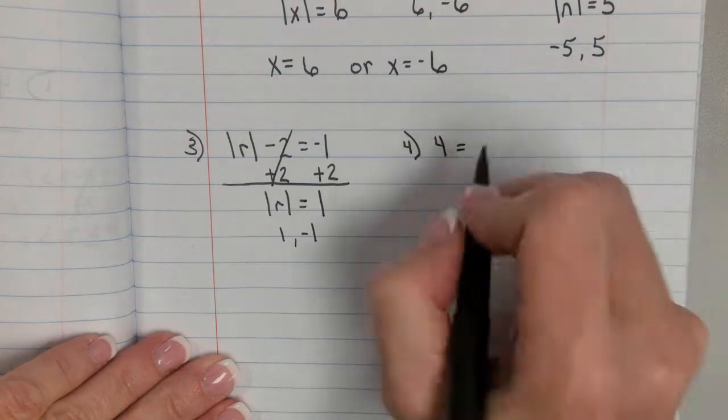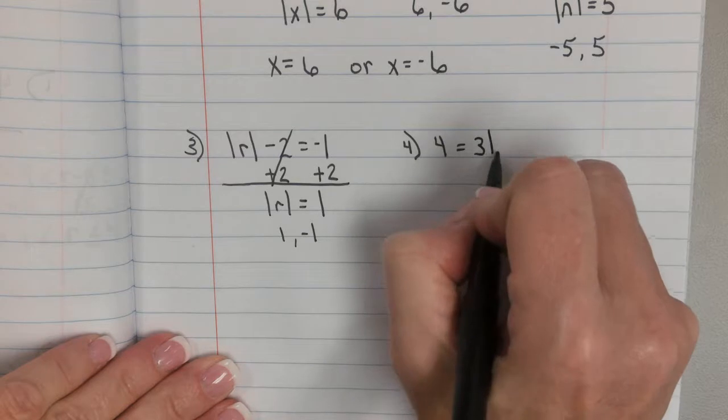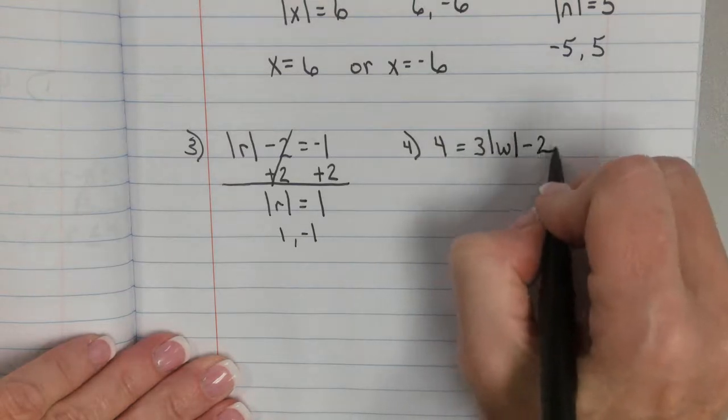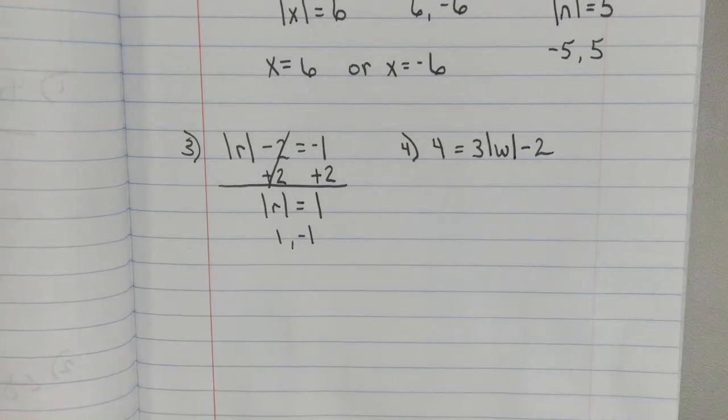Do 4 equals 3 times the absolute value of w minus 2. See what you can do with that one.